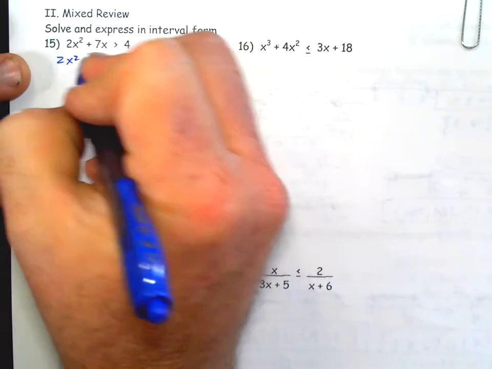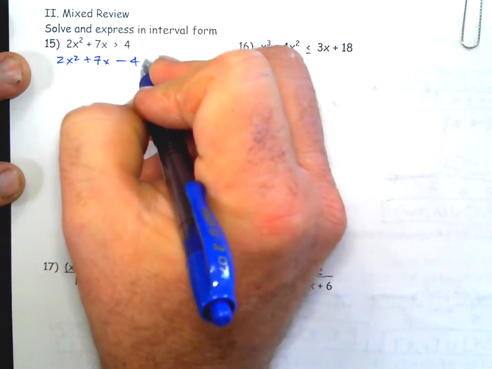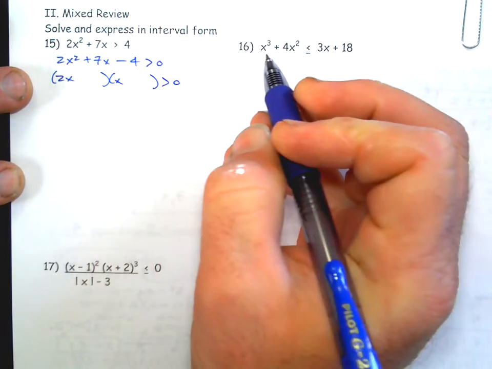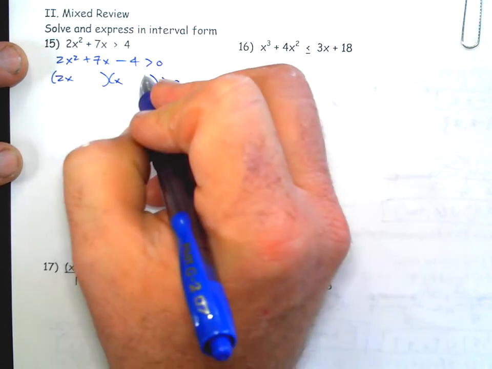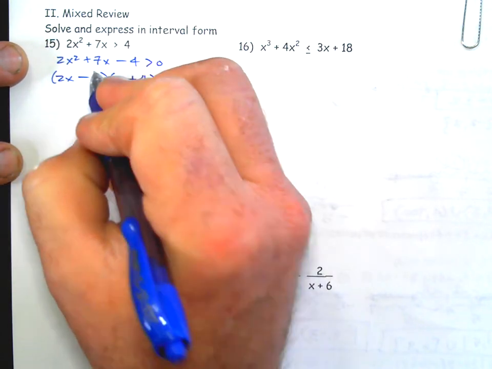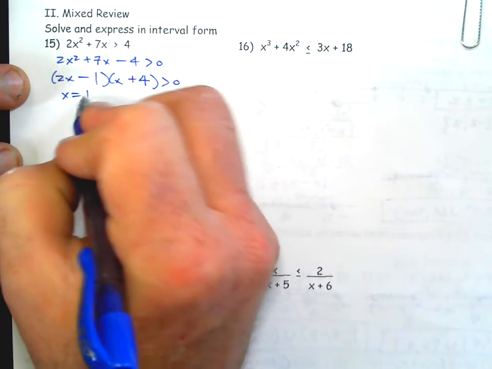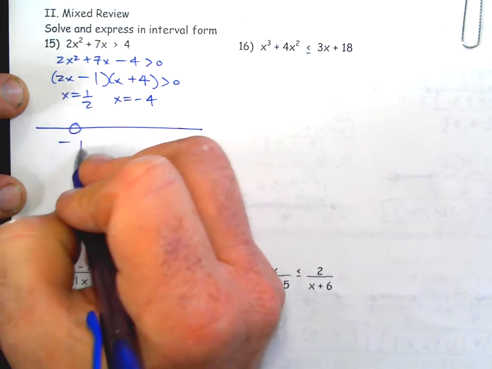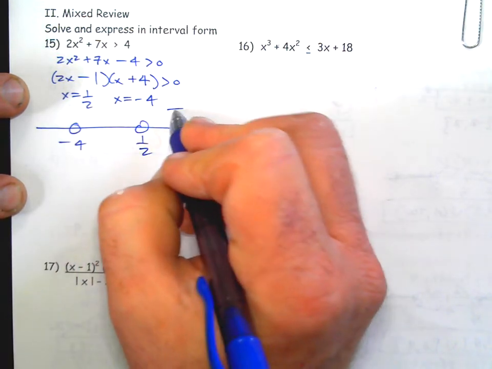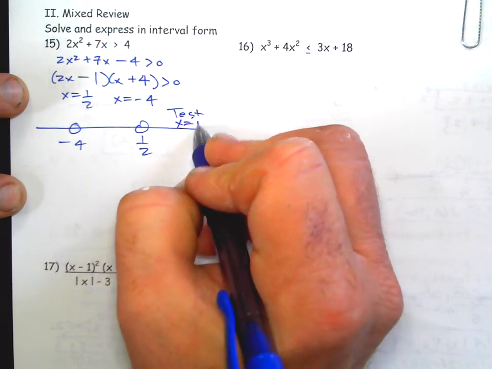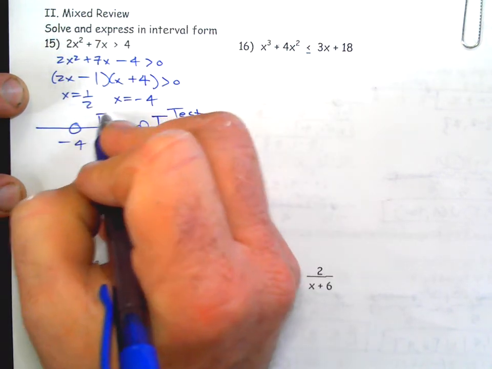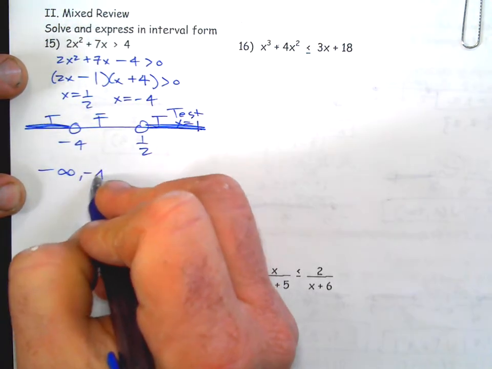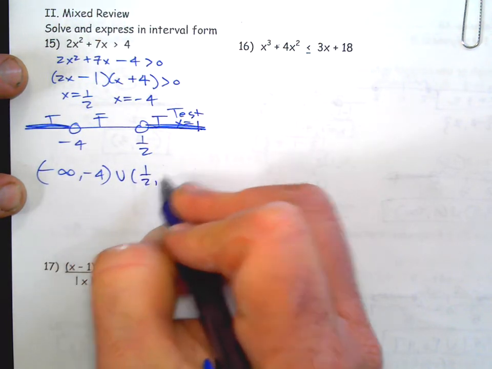Move everything to one side. Greater than 0. Factor it if possible. If not, we're going to do the quadratic formula. I think we have the 4 here, positive 8 minus 1. Perfect. Find the roots, the zeros, put them on the number line, open dots, test a value. x equals 1: positive, positive, positive, true, false, true. So the answer is negative infinity to negative 4, union 1/2 to positive infinity.